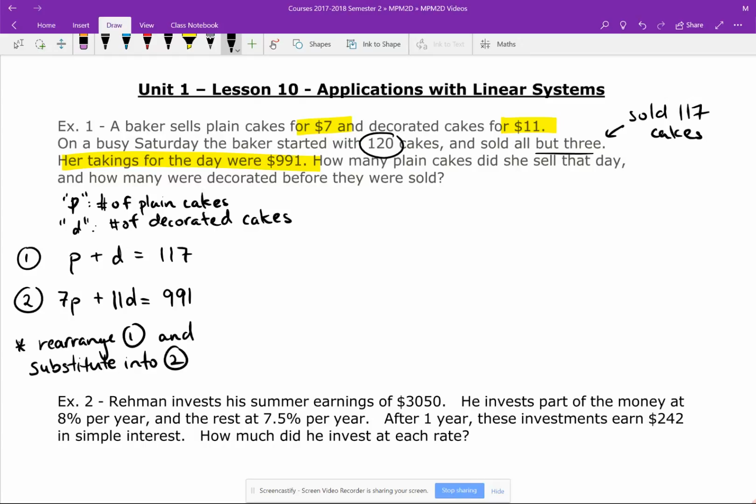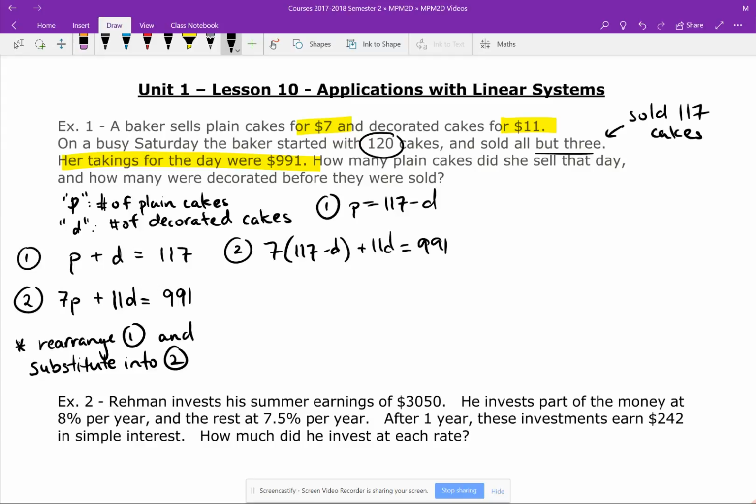Okay, so let's take equation 1. In equation 1, I'm going to isolate, let's pick P. So P is equal to, if I subtract D on both sides, 117 minus D. Okay, and so in equation number 2, I'll write 7 times P, and P will be substituted with 117 minus D. And then I have plus 11D equals 991. So now you can see I've eliminated the variable P, and all I'm left with is D. So that's good. Now I'm going to solve for D.